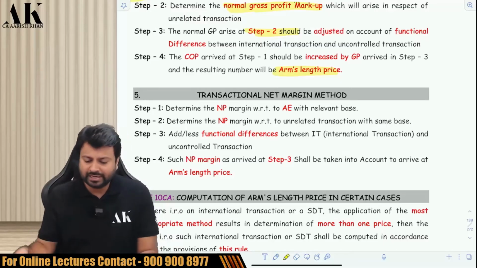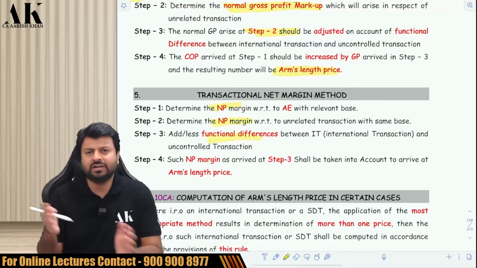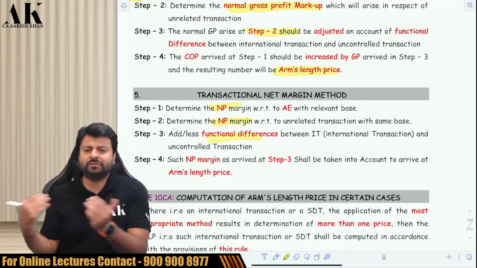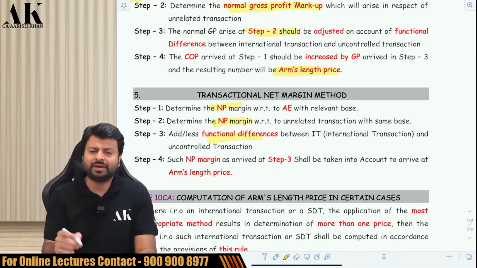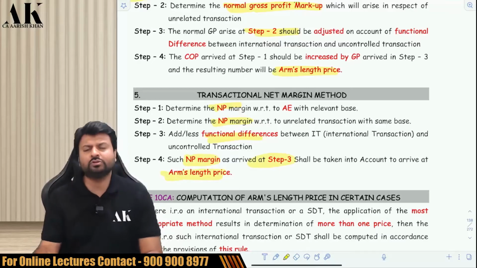Be very careful. And then you compare your margin with the margin of the unrelated party, and if there is a functional difference between the two transactions, then you can adjust the margin, and accordingly you will get the net profit. The net profit will be used to arrive at your arm's length price.